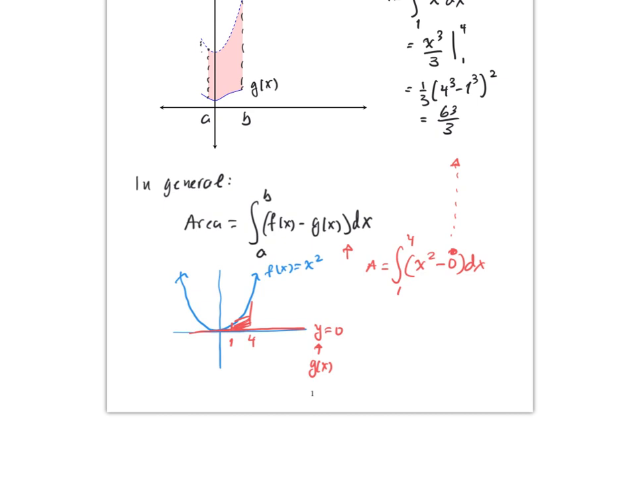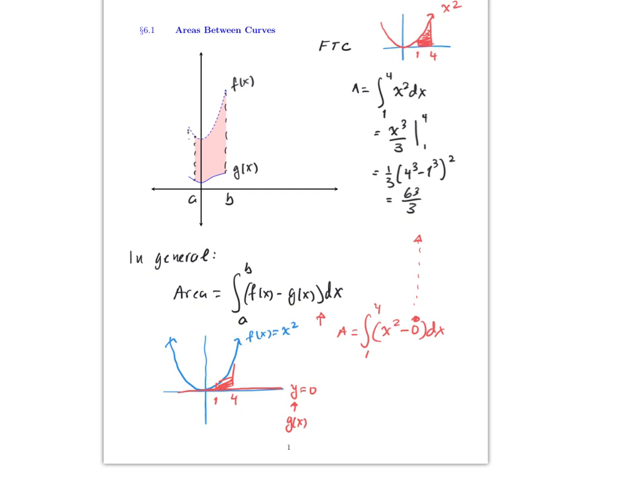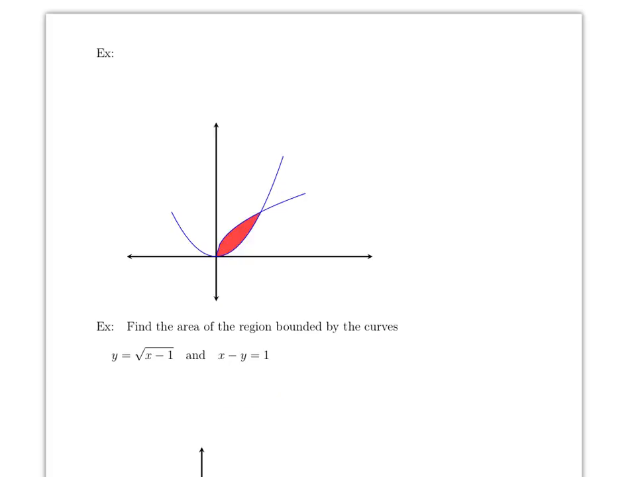Okay, so the difference now between calc 2 and calc 1 is that you will have more than one function. Before, all the cases were similar to this, and now we're going to have two functions or more sometimes. Okay, all right, so here's a typical example.